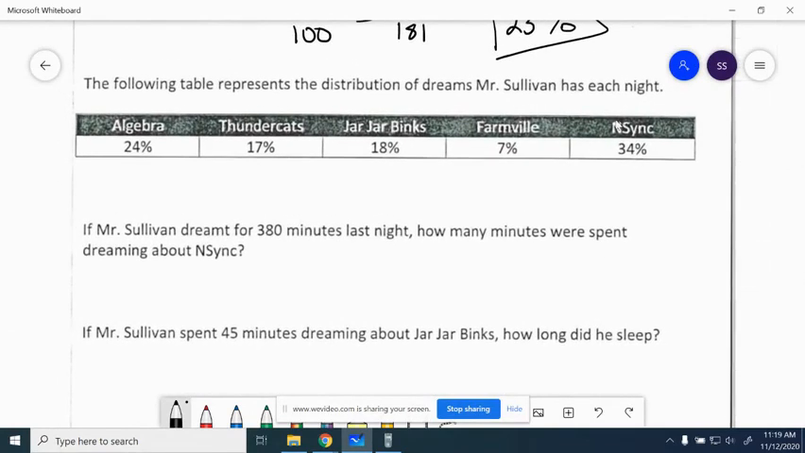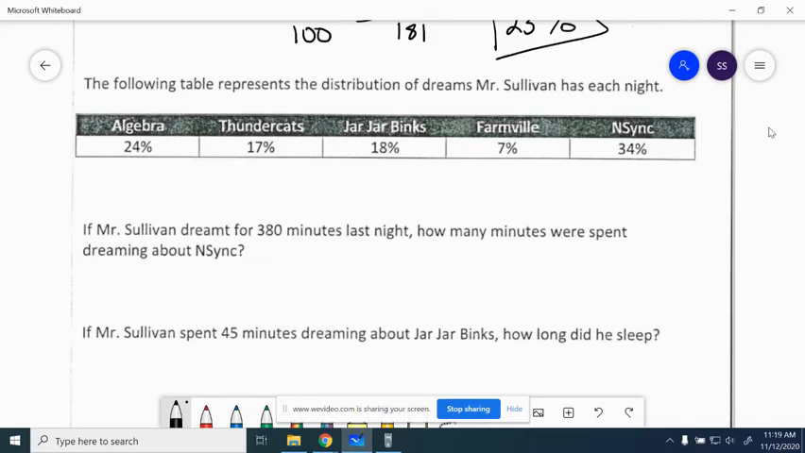Last one for today. So we've got the following table that represents the distribution of dreams Mr. Sullivan has each night. So 24% of his dreams are about algebra, 17% is about Thundercats, 18% is on Jar Jar Binks, it's a character from Star Wars, 7% is on Farmville, and 34% is on NSYNC. All right, so let's look at the first question here. If Mr. Sullivan dreamt for 380 minutes last night, how many minutes were spent dreaming about NSYNC?